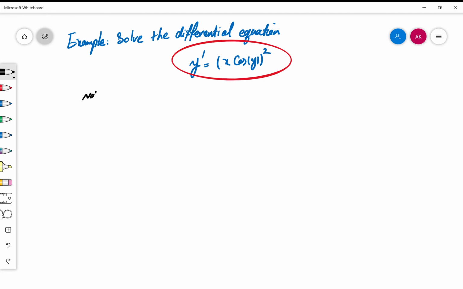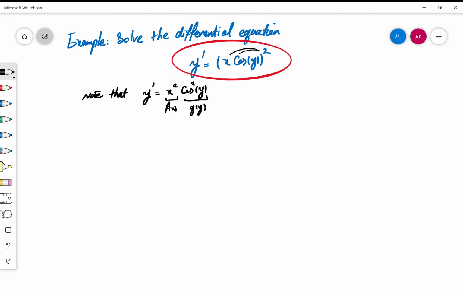So note that y prime is equal to, well, I can expand this power on these ones. I can write it as x squared times cosine squared y. And as you can see, the right hand side is a function of x times a function of y. In other words, the right hand side, you can separate the x and y variable.